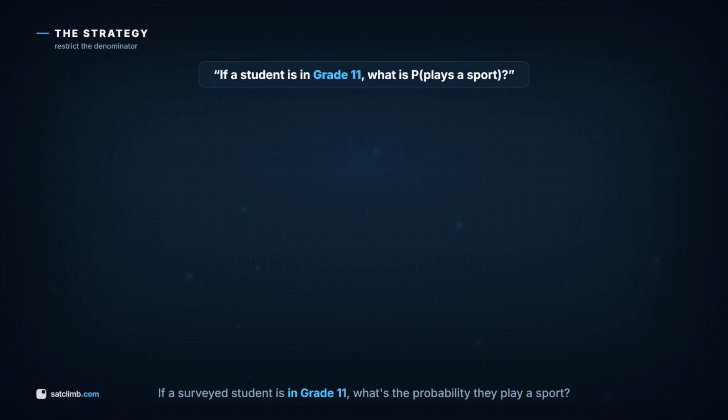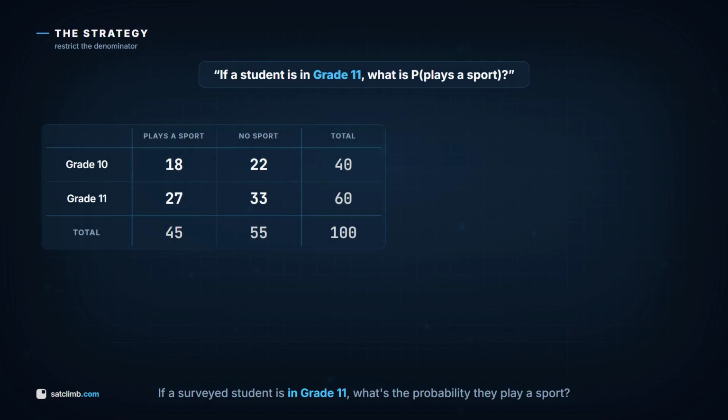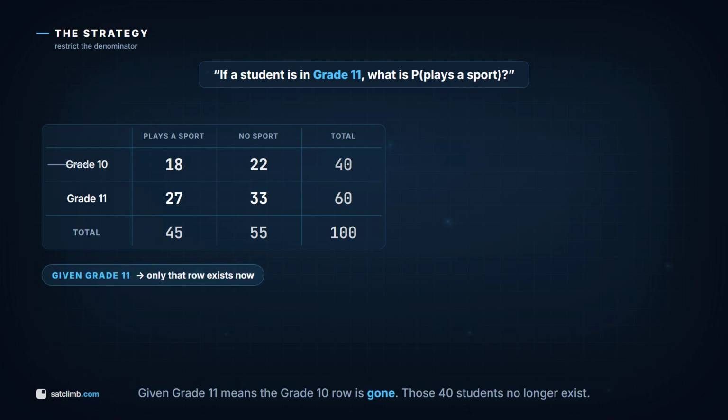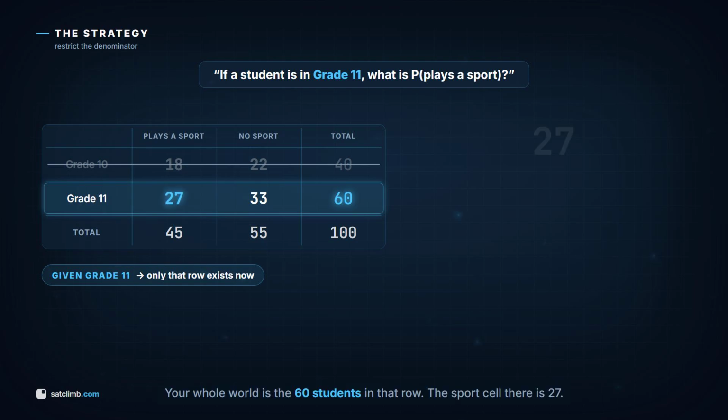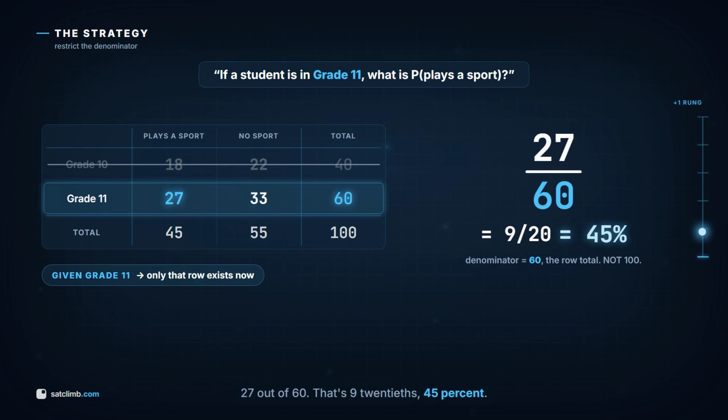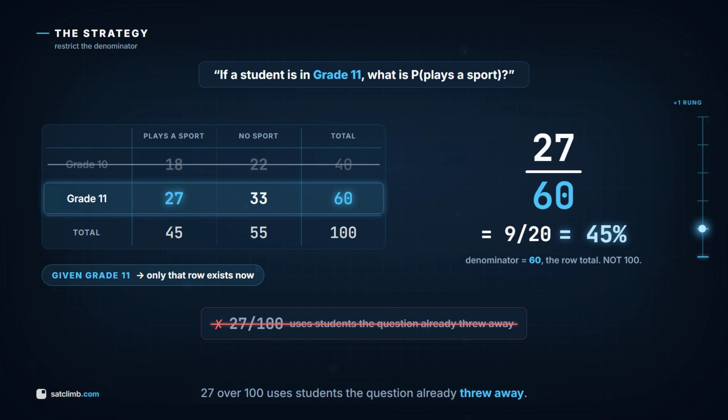The question: if a surveyed student is in grade 11, what's the probability they play a sport? The word if restricts you. Given grade 11 means the grade 10 row is gone. Those 40 students no longer exist for this question. Your whole world is the 60 students in the grade 11 row. So the denominator is 60, not 100. The numerator is the sport cell inside that row, 27. 27 out of 60. That's 9/20ths, 45%. If you wrote 27 over 100, you used students the question already threw away.